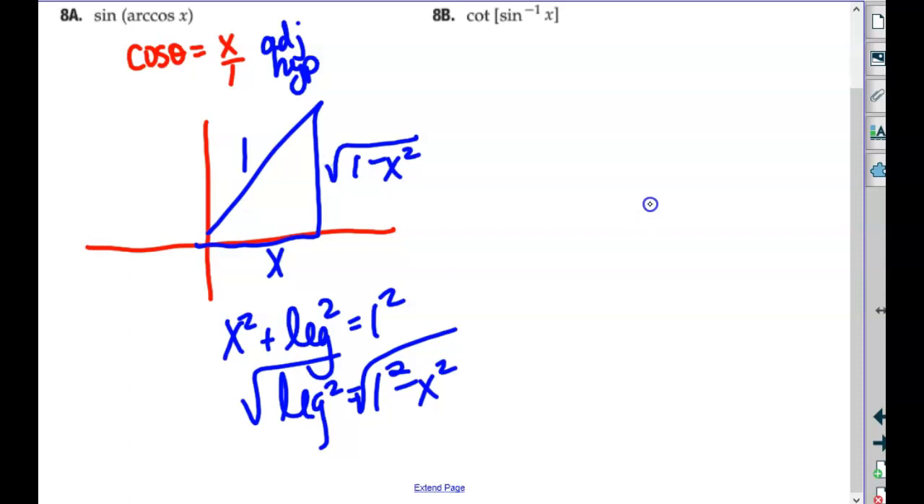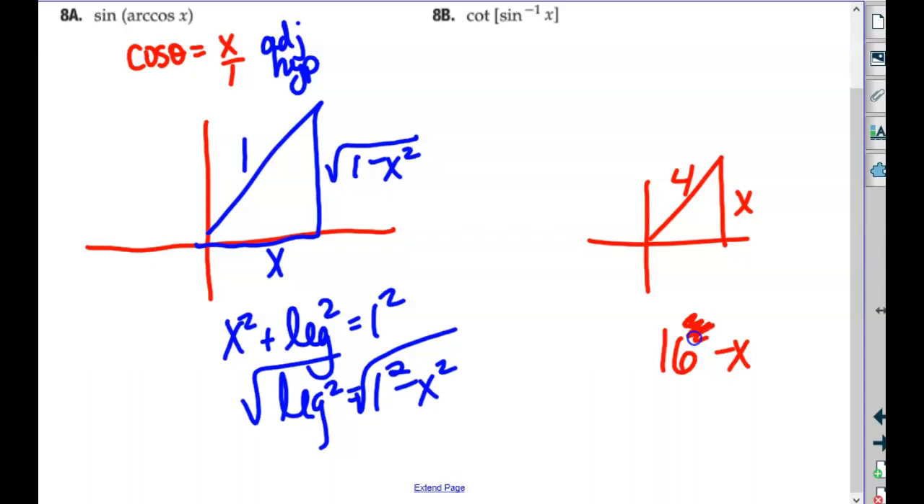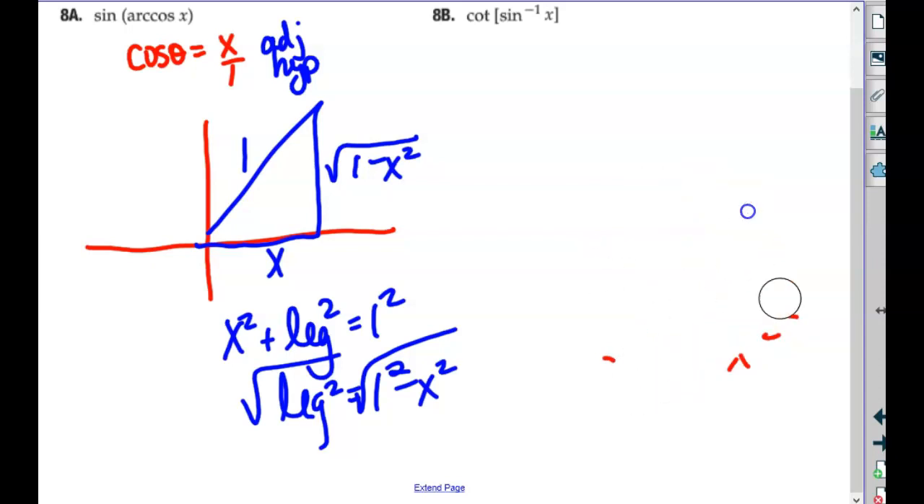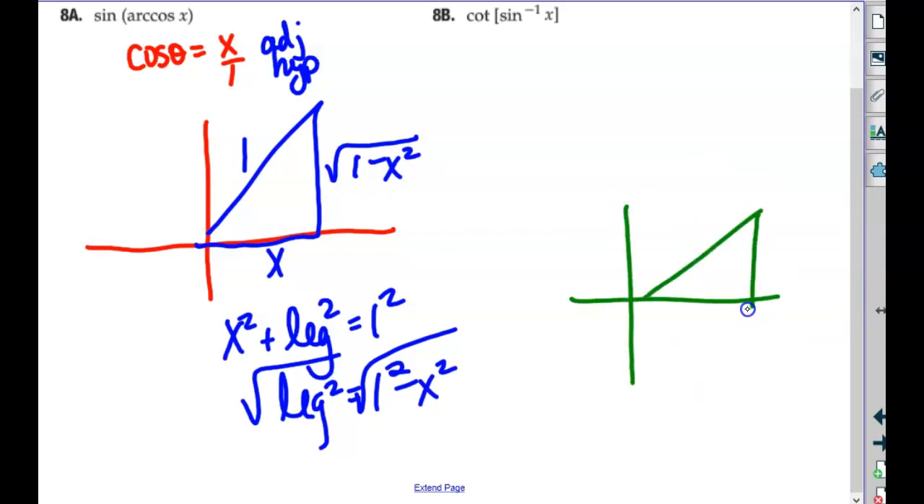So let me do one with a different number real fast. If it was this triangle and say it had an x here and a 4 here, yes, it would be 16 squared minus, 16, not squared, minus x squared, square rooted. Okay? What if it was this, though? I think we're okay. All right, we'll talk about more as we go.